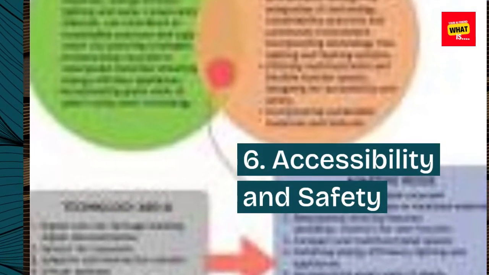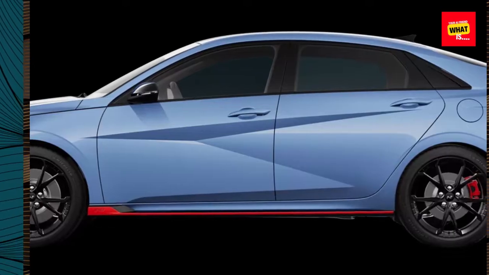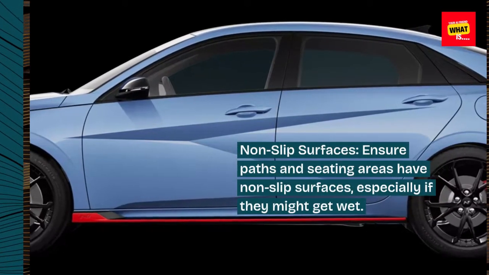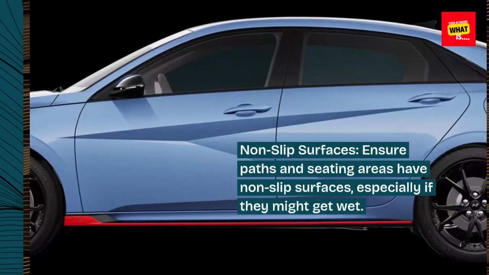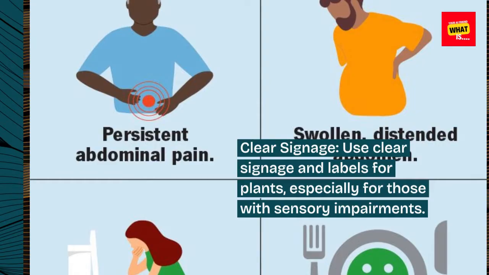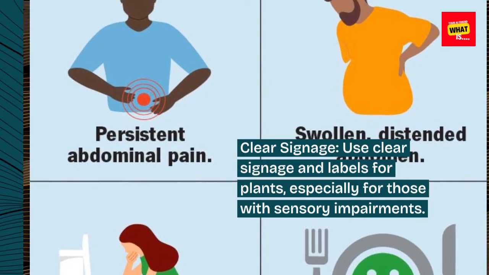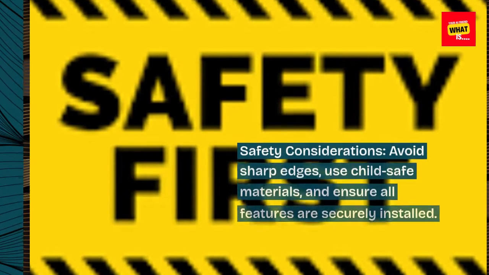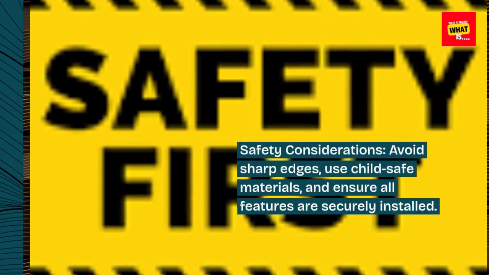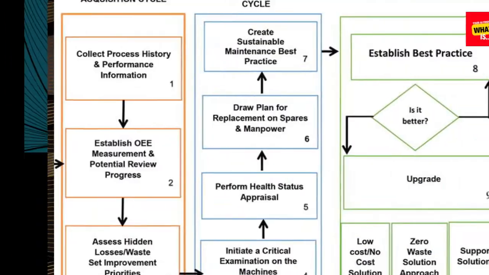6. Accessibility and safety. Non-slip surfaces. Ensure paths and seating areas have non-slip surfaces, especially if they might get wet. Clear signage. Use clear signage and labels for plants, especially for those with sensory impairments. Safety considerations. Avoid sharp edges, use child-safe materials, and ensure all features are securely installed.